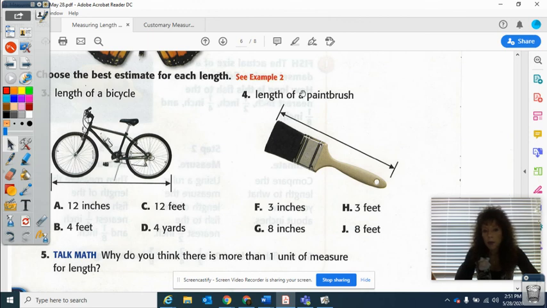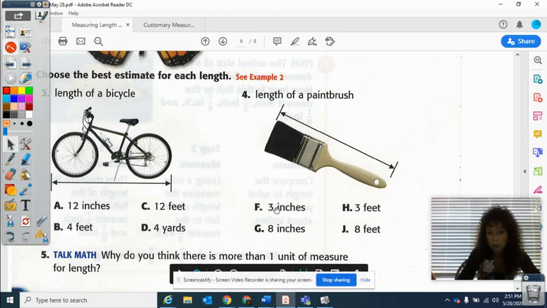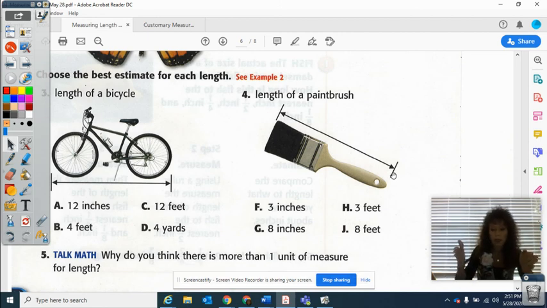Here's number 4, the length of a paintbrush. Again, I'm not going to use the ruler because this is not a real paintbrush. It's just a picture. So you got to think about, if you've ever painted, that looks like a paintbrush you would use to paint a wall in your home, not like an artwork. This isn't something you would probably use in art. It's probably something you would use to paint around the house, a fence or walls. So they're usually about that big.